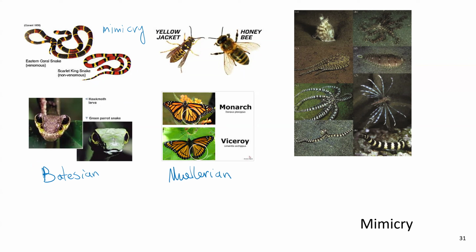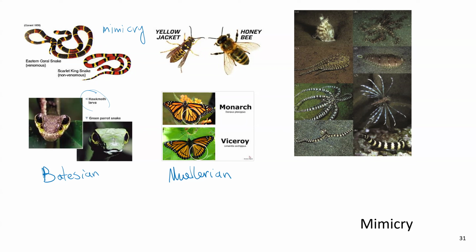Batesian mimicry is when a harmless organism looks like one that's dangerous. So the non-venomous king snake looks like the venomous coral snake. This is a moth that looks like a snake. So that's Batesian. Mullerian is when you get a similar pattern between species.